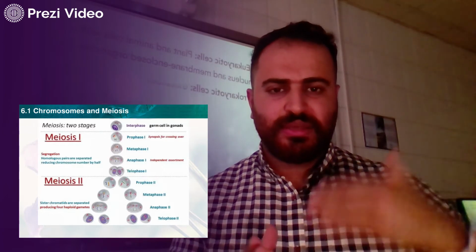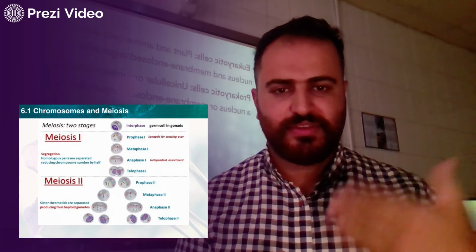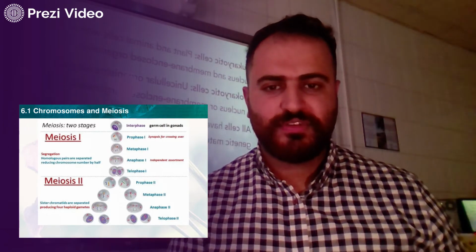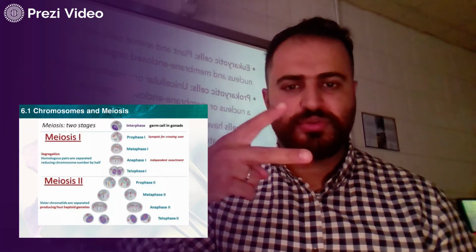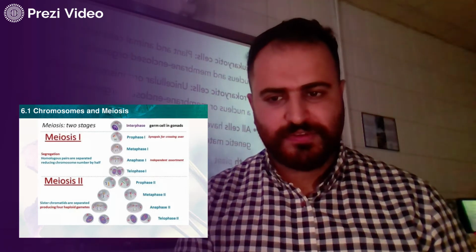Now, after that, meiosis will start in a prophase 1, metaphase 1, anaphase 1, telophase 1. After that, directly it will move to meiosis 2 with no interphase. So there is 1 interphase and 2 divisions. As a result, I will have 4 daughter cells.